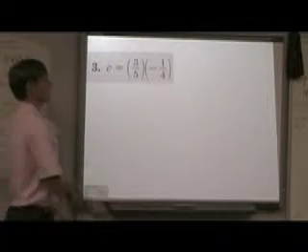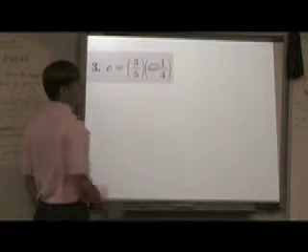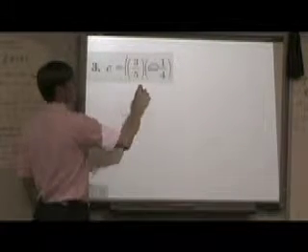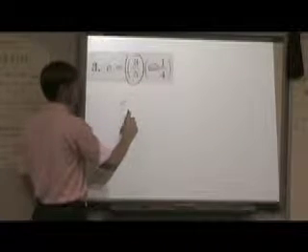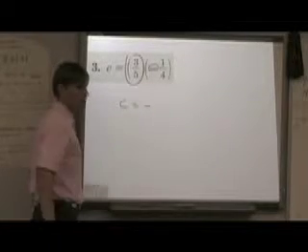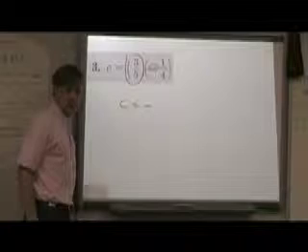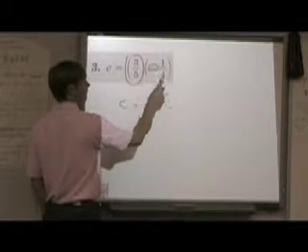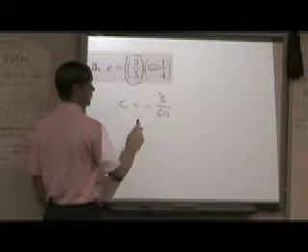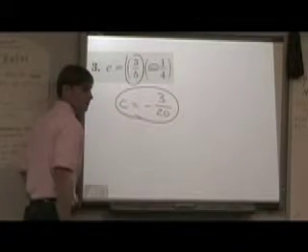Okay, what about this one? What is this? A negative. Negative. And this one is what? A positive. So a positive times a negative is? A negative. So C equals, we know the answer is going to be negative something. Correct? 3 over 20. 3 times 1 is 3. 5 times 4 is 20. So C equals negative 3 over 20.